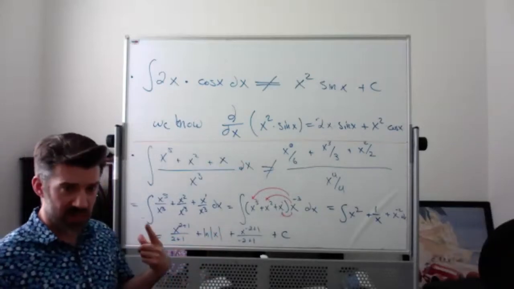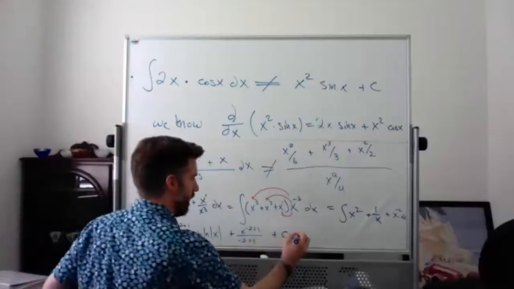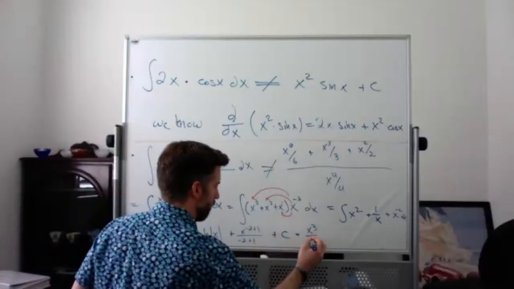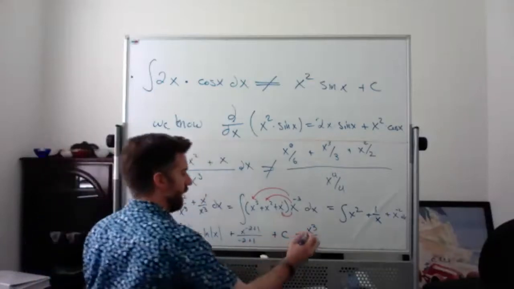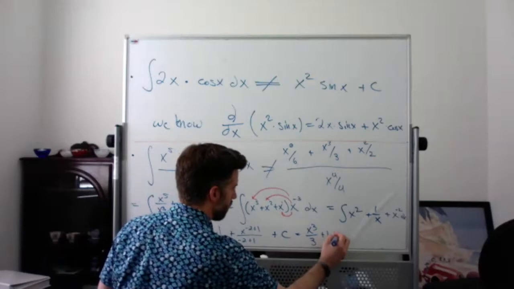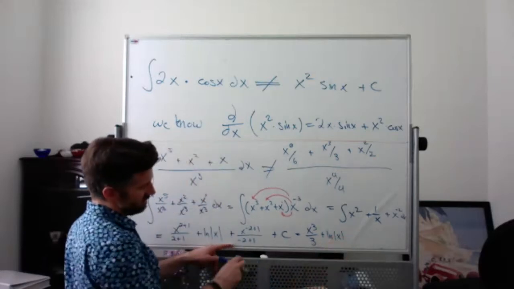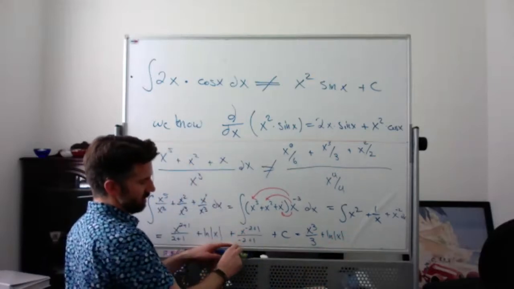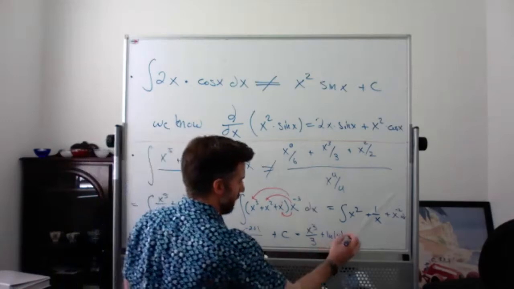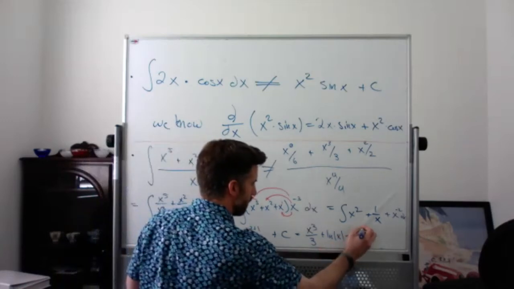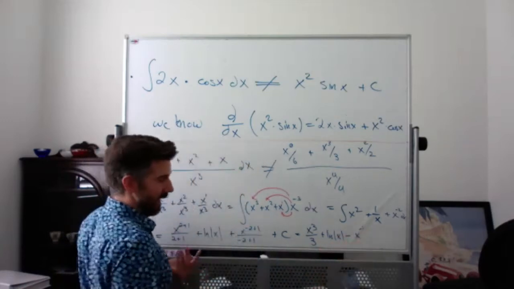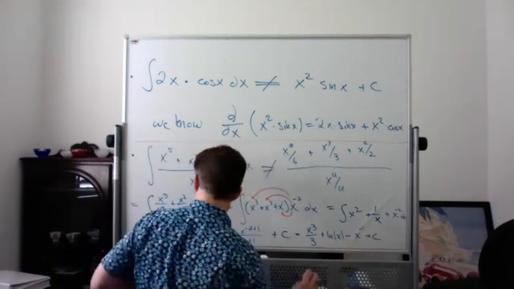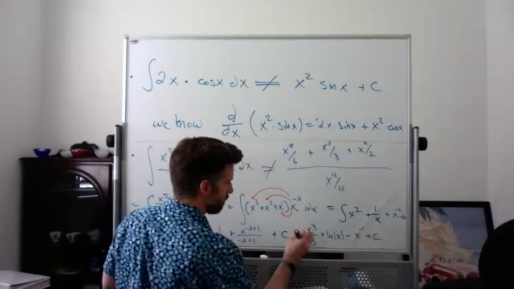And then you would definitely simplify this. I'm going to write this as x to the third over 3 plus natural log of the absolute value of x plus, this is x to the -1 divided by -1. I would probably write that as minus x to the -1 or minus 1 over x. Either way is fine. Plus c. That would be my final answer.